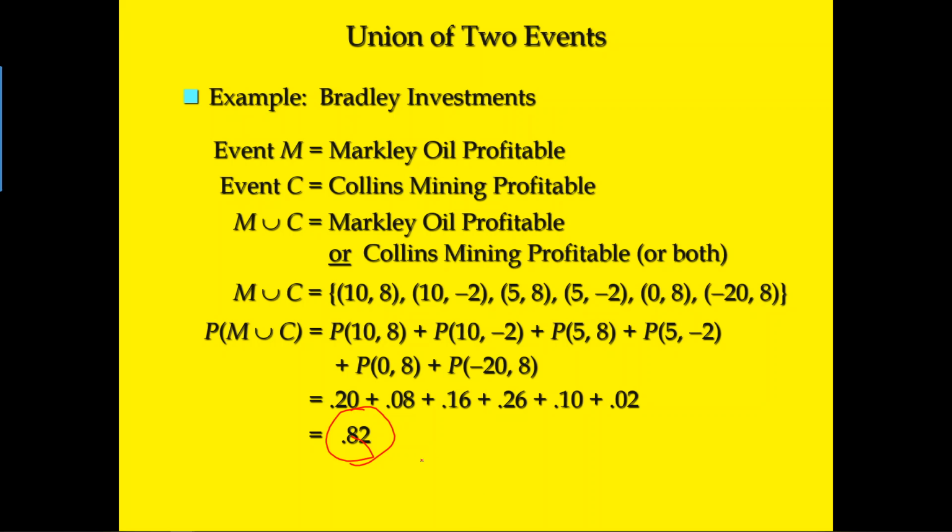Again, on your piece of paper, please write down this number, because later when we are learning a law, we are going to directly use this probability, so you should know where it comes from. Probability of M union C equals 82%. Okay, probability of M union C equals 82%. So this is the second relationship.